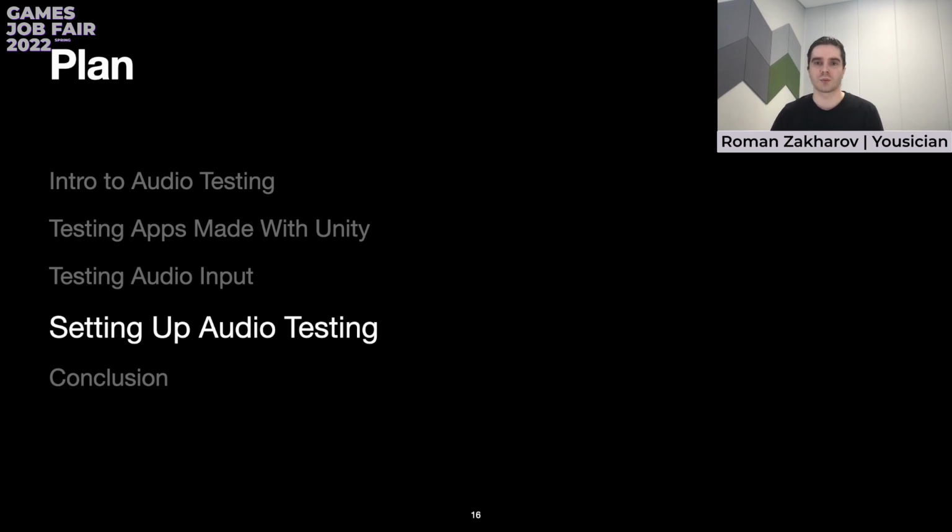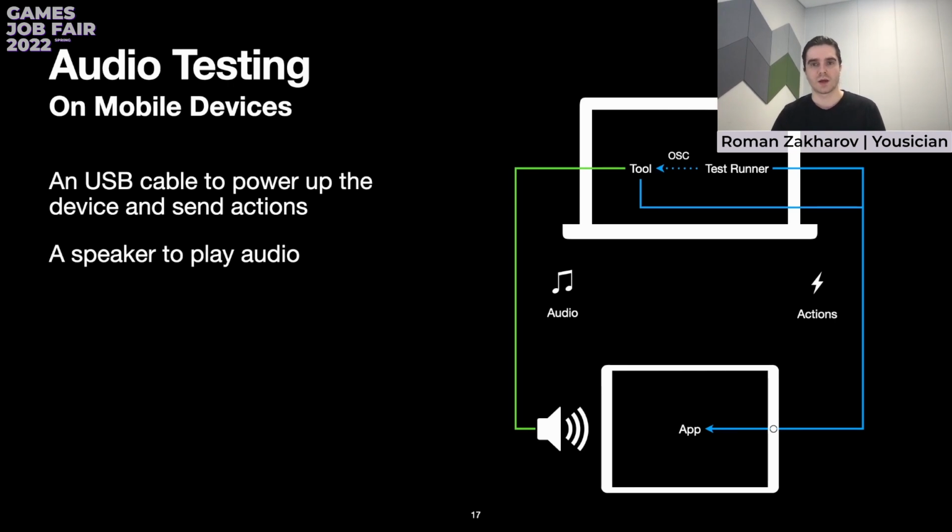Next, I will tell you about setting up the audio testing. Let's start with something we already know, how to set up testing on mobile devices. We need a USB cable to deliver power and actions from the test runner. Next, we need a speaker to play the audio with the test tool.